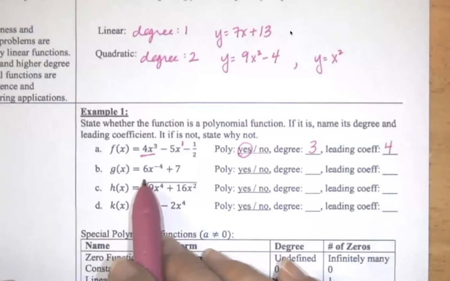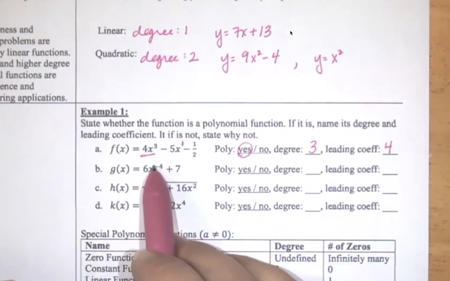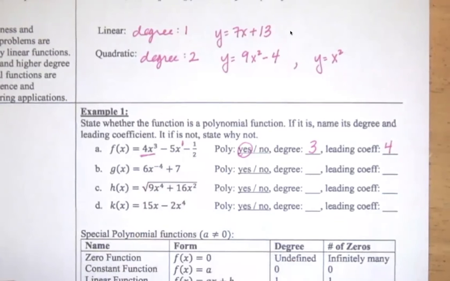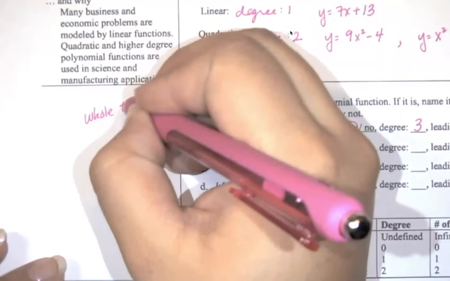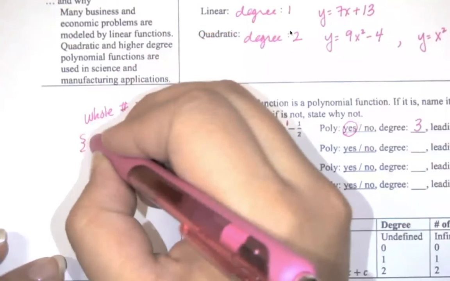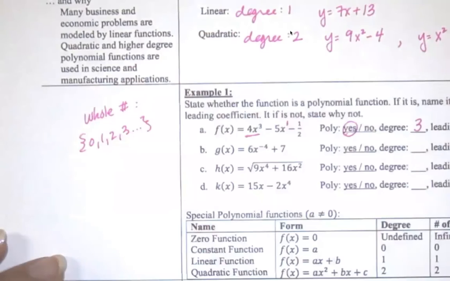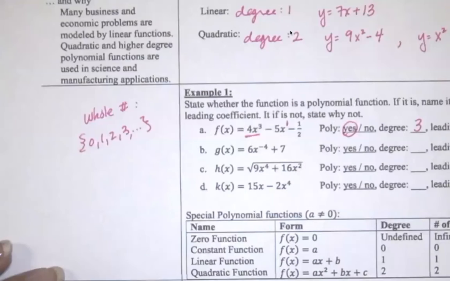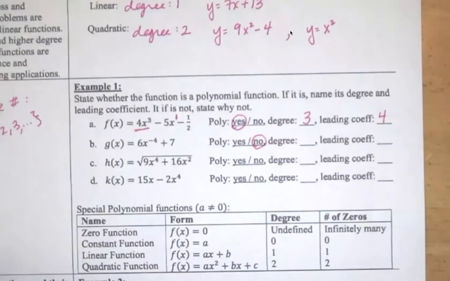On our next one, we want to know, is this a polynomial? Our exponent is -4. Well, -4 is not a whole number. -4 is negative, right? So as a reminder, I might put over here whole numbers start at 0, 1, 2, 3, and so on. Does not include any negative numbers. So actually, part B is not a polynomial. And if it's not a polynomial, we're not going to worry about the degree or the leading coefficient.